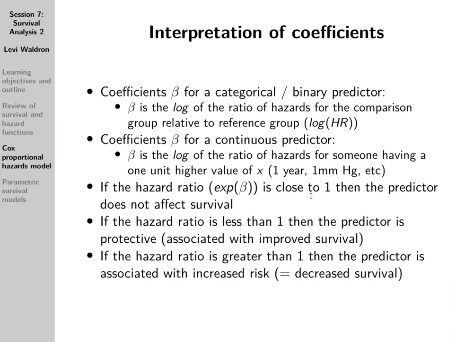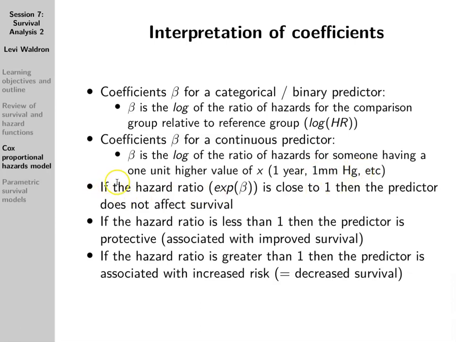So to summarize interpretation of the coefficients, again, it is similar to other multiplicative models that we've covered, but for a categorical or binary predictor, beta is the logarithm of the ratio of hazards of the comparison group relative to the reference group. For a continuous predictor, it's the log of the ratio of hazards for someone with a 1 unit higher value of that continuous predictor, such as 1 year older if you had used age or time as a continuous predictor, which we don't usually do, but something else like 1 millimeter of mercury in blood pressure, etc.